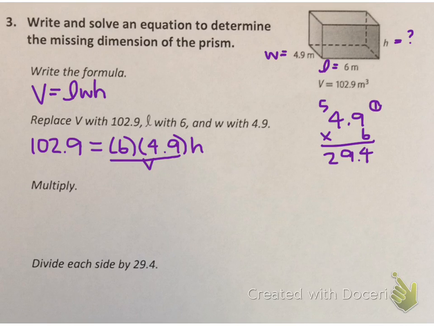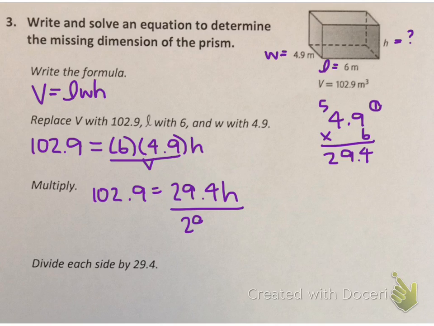I got 29.4 when I multiplied, so we're just going to rewrite our equation: 102.9 equals 29.4 h. Remember, our ultimate goal is to solve for the height, for h, which means we need to get the h by itself on one side. So I need to do the opposite operation. If it's 29.4 times h, then we need to divide both sides by 29.4. So go ahead and pause the video, see if you can get the answer, and then press play to check.